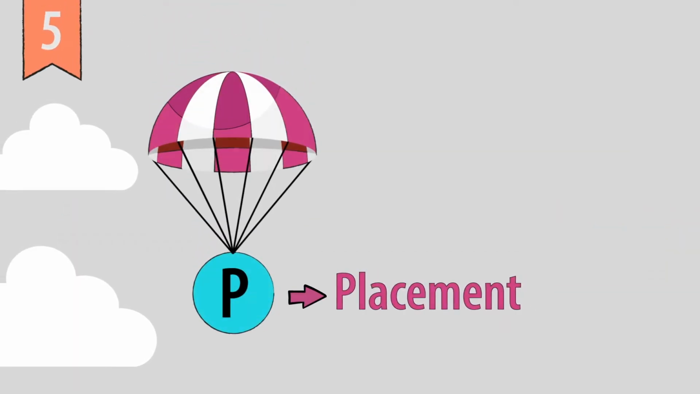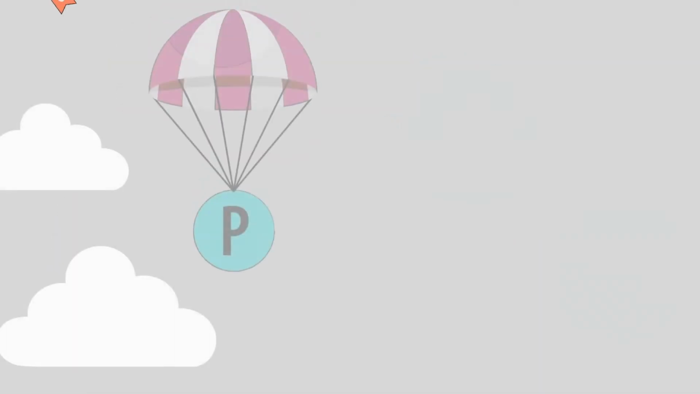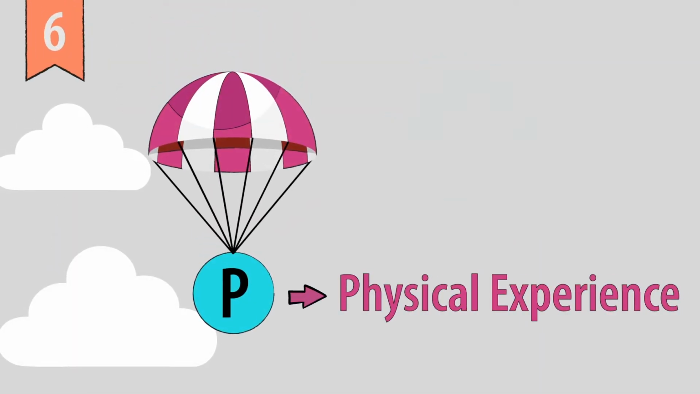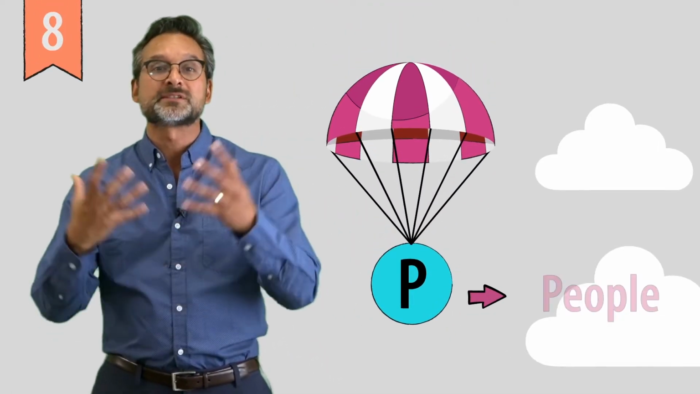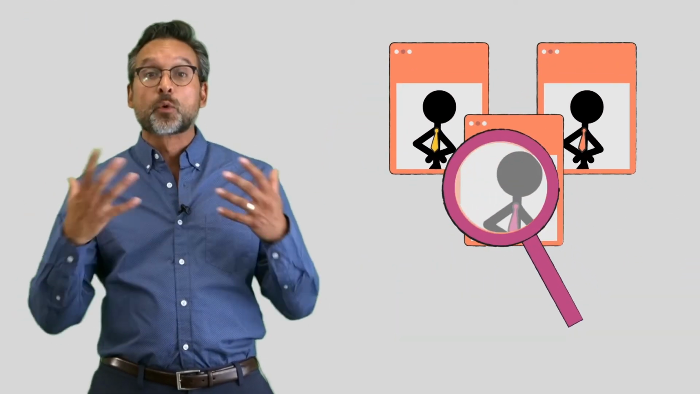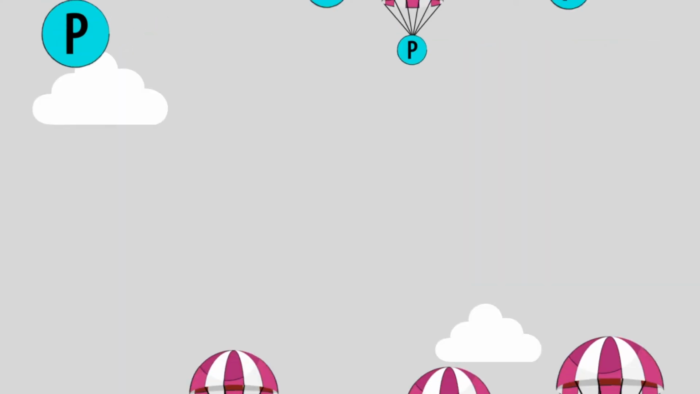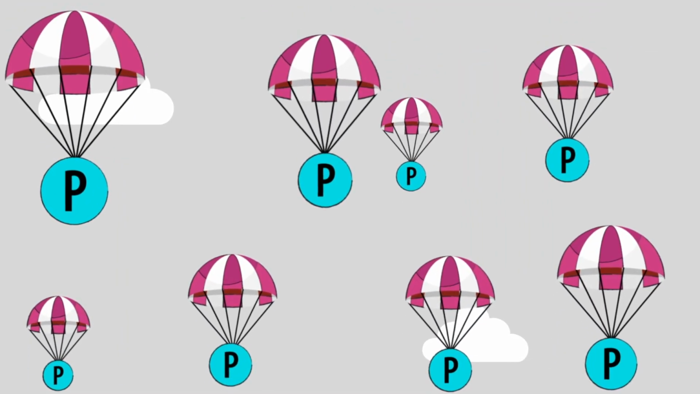Another one is placement. How are we going to distribute our product or service? We could look at the physical experience of our product or service. We could look at processes, which are the operational processes and structures that we're going to use to deliver on the physical experience and deliver the product. And the final one, and I put it last, not because it's the least important, but because increasingly it's the most important, is people. Who do we hire? How do we organize? What are our cultural values? What are incentive structures? So here are 8 ways to dissect your business model.